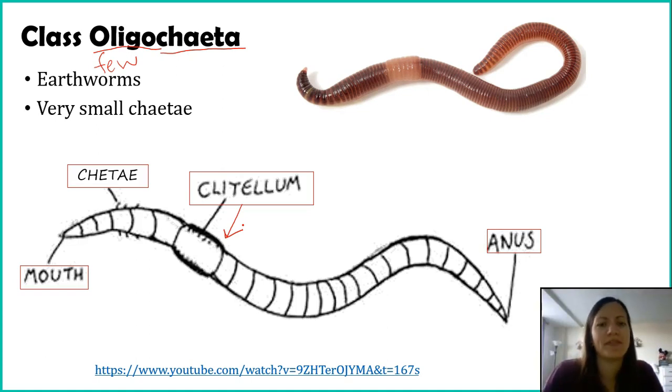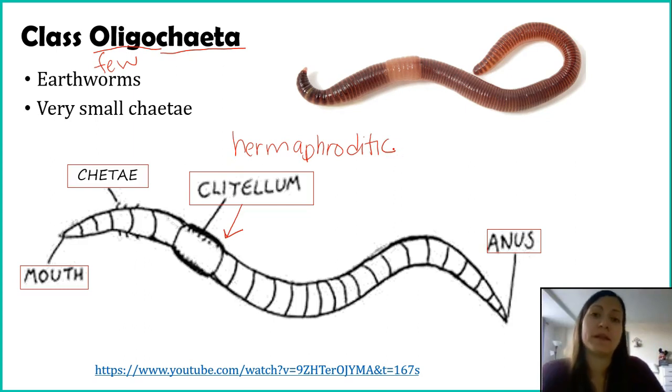Let's talk a little bit more about this clitellum. Earthworms are kind of cool. There are actually quite a few organisms like this. They are hermaphroditic, which means that they have the capability of creating both eggs and sperm.